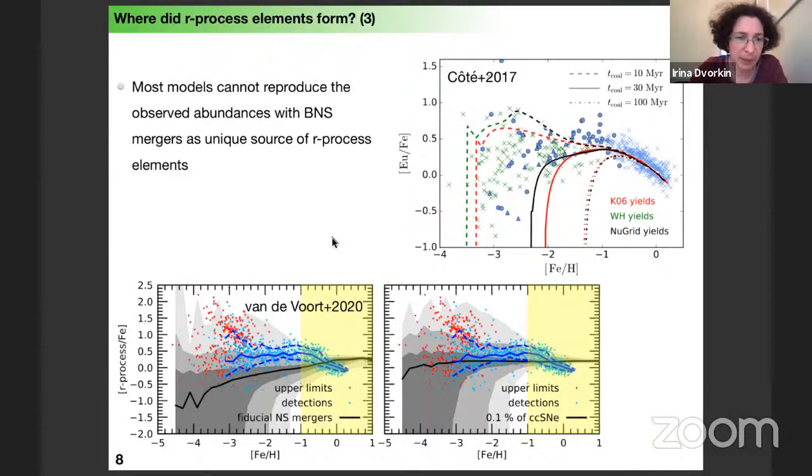Now, on the bottom plots, I show you the models from Van de Voort, which are numerical models, slightly more detailed ones. Here on the left, again, the points are observations, and the models in this paper are the gray and black lines. Here on the left, we have just neutron star mergers. You see that they also have difficulty explaining this early enrichment of stars in the galaxy. Whereas if they assume that the enrichment is mostly by these rare collapse supernovae, which is an unspecified exact mechanism in this paper, it works slightly better.